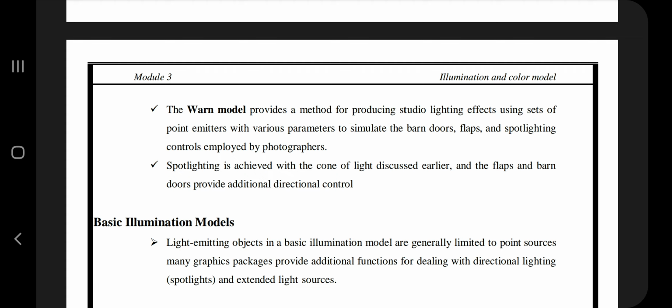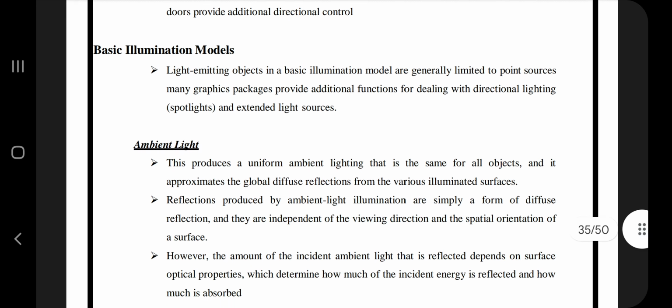So those are the basic key points you have to write for the 4 things: the point light source, the distant light source, the directional light source and the extended light source. Okay, those are the 4 light sources.